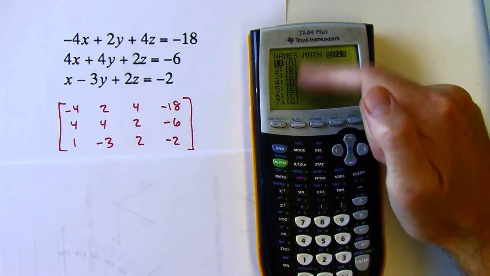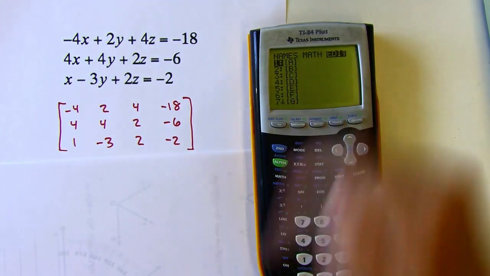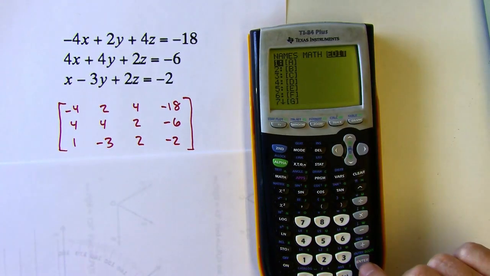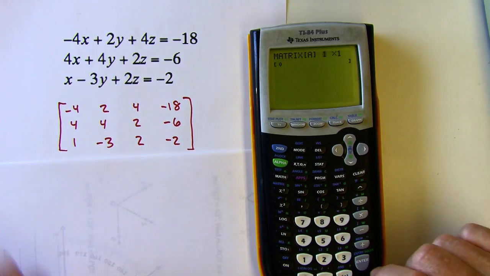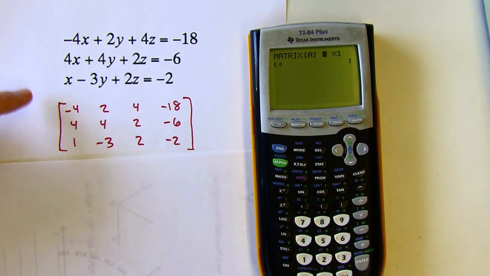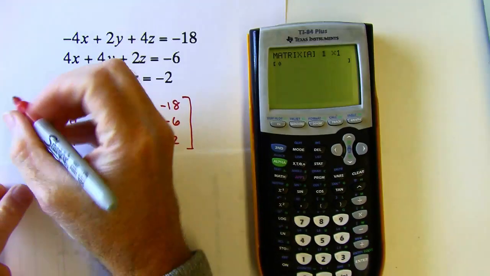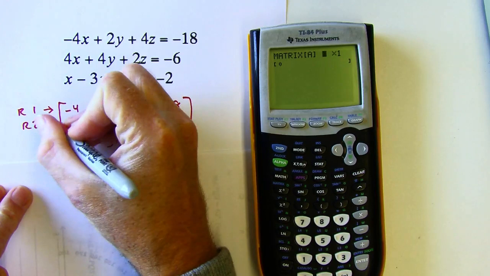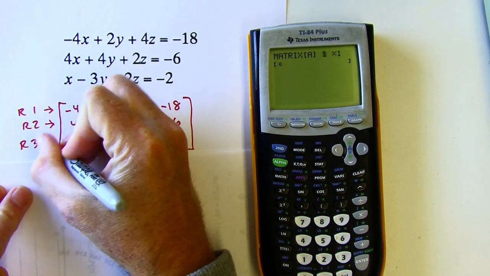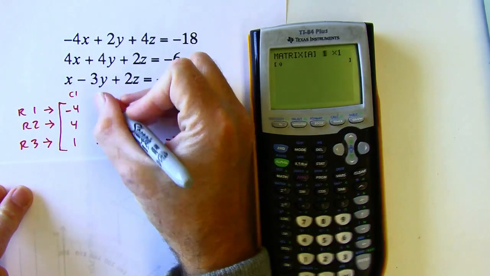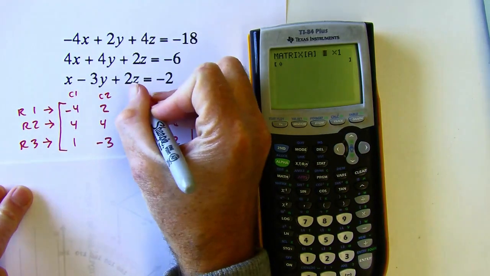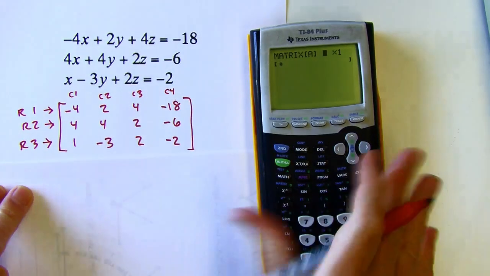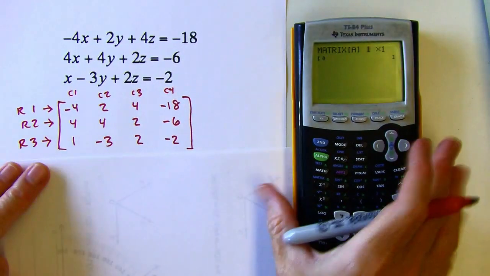And you can store this anywhere you like. I'm just going to put it in the A position, in the first spot here. So I'll hit enter. And then I need to tell my calculator the dimensions of this matrix, okay? So this has 3 rows: row 1, row 2, and row 3. And it has 4 columns: column 1, column 2, column 3, column 4. Okay, so the way you name matrices is rows by columns.